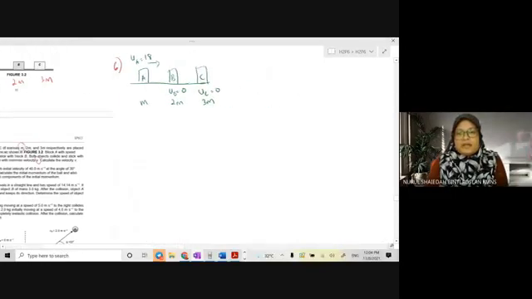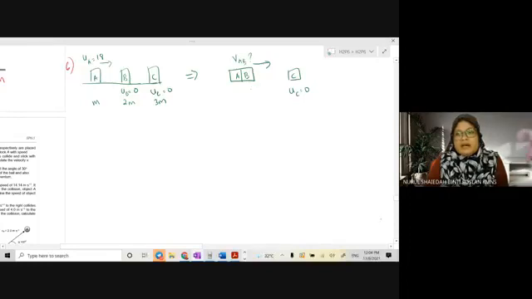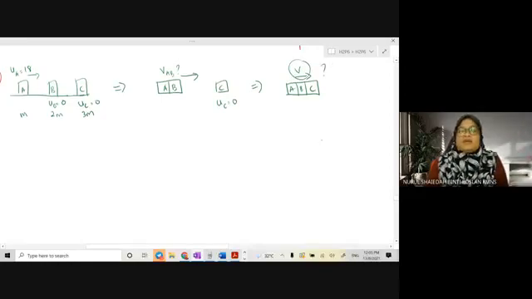Okay, after that what happened? They stick together, they say. A and B stick together, and then move to C. C is still static. So VAB is unknown. After that A and B stick together and move with common velocity V. So this is the velocity that we want to find.